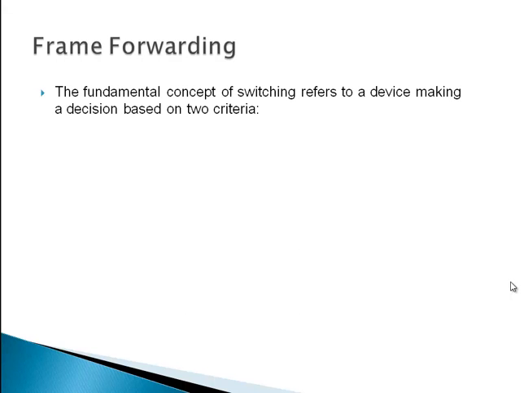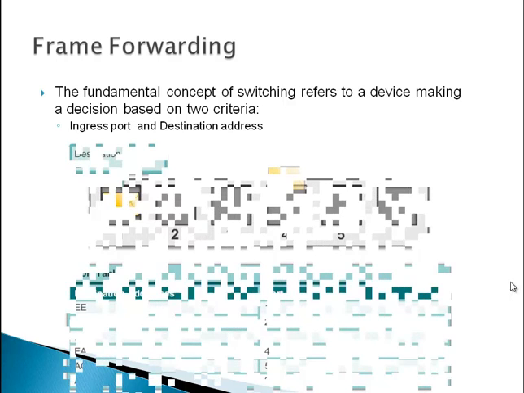Frame forwarding, the fundamental concept of switching, refers to a device making a decision based on two criteria. This is how the switch forwards one of the frames it receives. It looks at the ingress port, the port that the frame is coming in, and the destination, where the frame is trying to go.